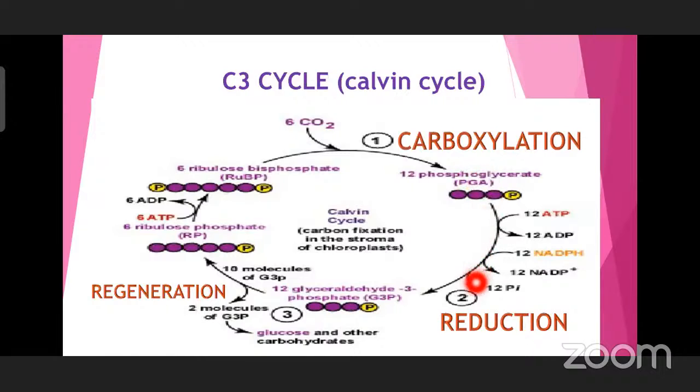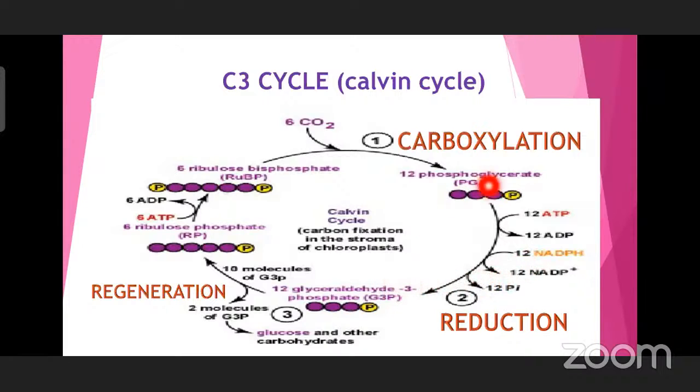Next, the reduction phase, where the end products of light reaction, ATP and NADPH, are added, and here 12 ATPs and 12 NADPH are going to get added. And when ATP is added, here you can see it is going to become ADP and inorganic phosphate is separated. And NADPH, when it is added, you can see it is going to form NADP plus. And in this manner, when this glycerate is added with ATP and NADPH, it is going to get reduced and it will become glyceraldehyde.